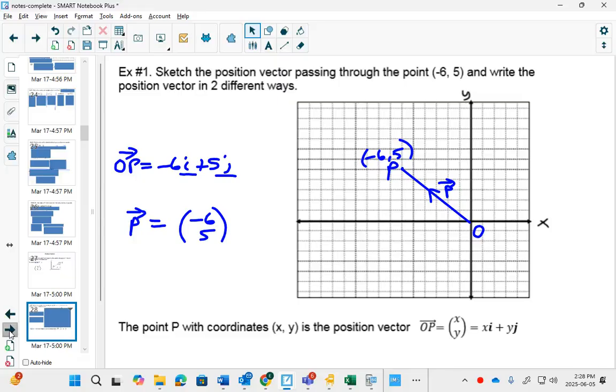And we could write it, I like the column vector, is definitely my favorite, but you could write it in terms of i and j, and you could underline i and j, or you could put arrowheads over top of i and j. Either of those would be possibilities.